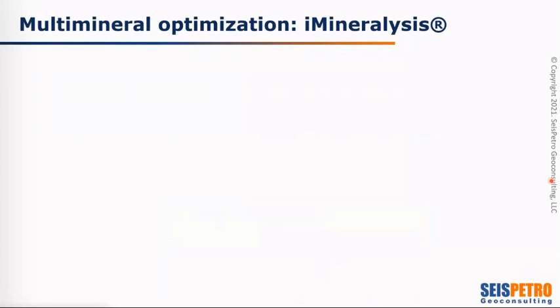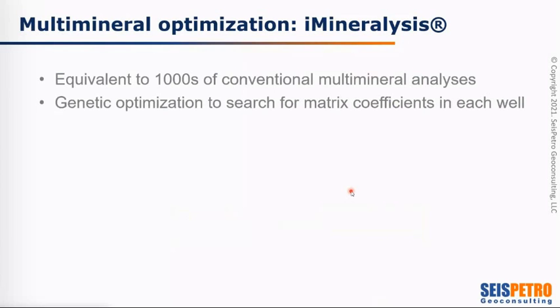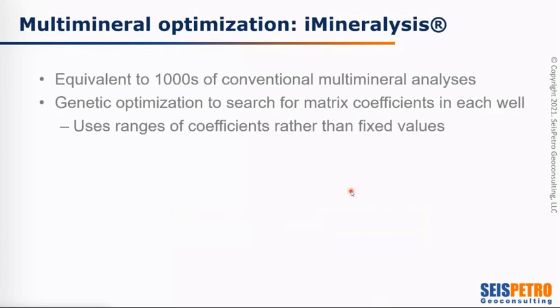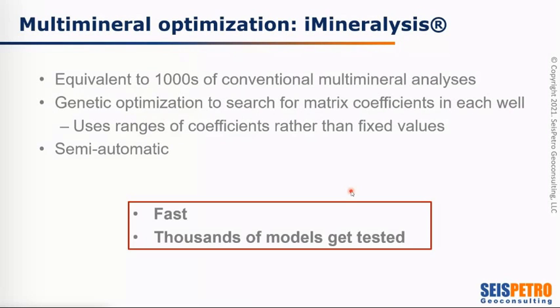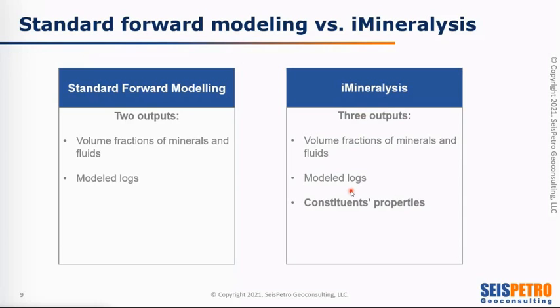Optimization using multimineral analysis is equivalent to doing thousands of conventional multimineral analyses. We do genetic optimization to search for the matrix coefficients in each well. It uses, as I mentioned before, a range of coefficients rather than fixed values. It's semi-automatic and fast, and thousands of models get tested. In standard forward modeling, such as the typical ELAN multimin or the IP multimineral solver, we get volume fractions of minerals and fluids and the model logs. In iMineralysis, we not only get those outputs, but we also get the constituent properties, so we also estimate the properties of the minerals.